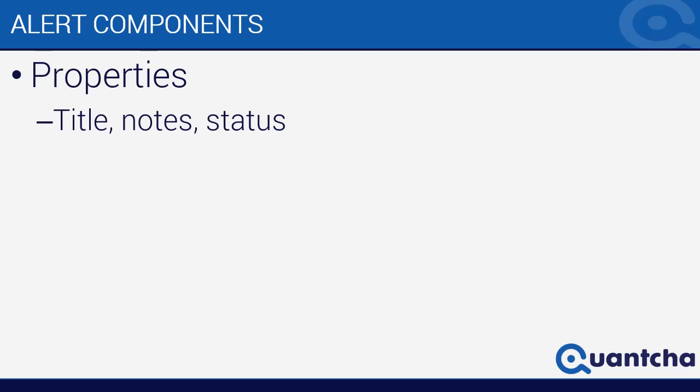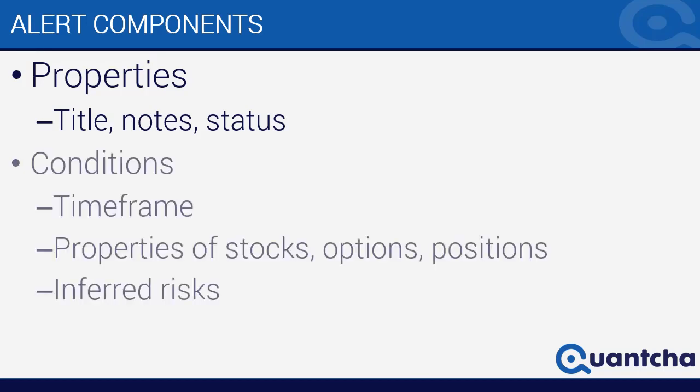So an alert is pretty simple, right? There are some properties about it, such as the title of an alert, some notes that you want to be reminded of when that alert raises, and of course some status controls where you can enable, disable, or reset a trigger on a given alert. There are also the conditions for the alert, and this is the important part of the alert. This is where you define when you get notified.